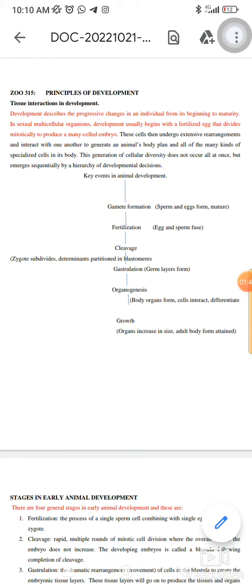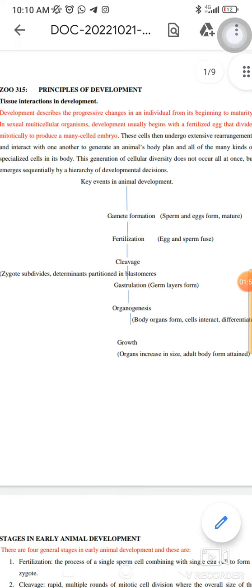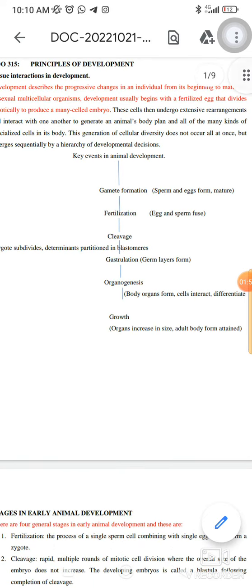Okay, so there are key events in animal development. We talk about the gamete formation, the formation of the sperm and egg. Okay, talk about the fertilization, which is the fusion of egg and sperm. Okay, talk about the cleavage, which has to do with mitotic division. And then the gastrulation, which leads to the formation of the germ layers.